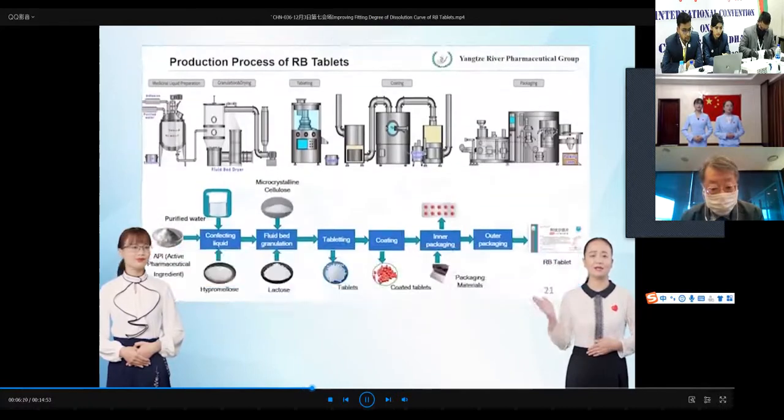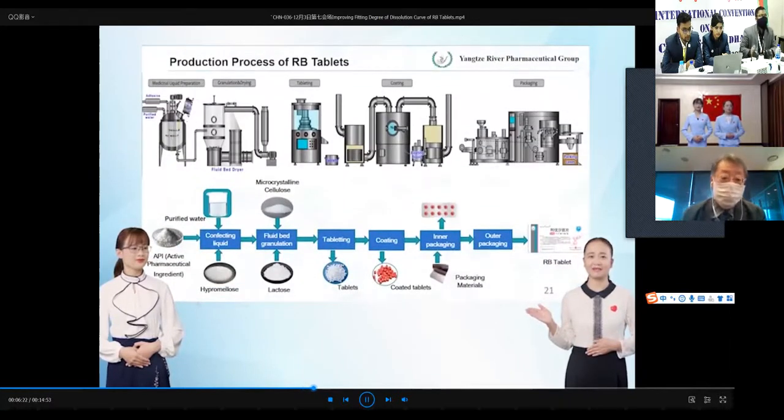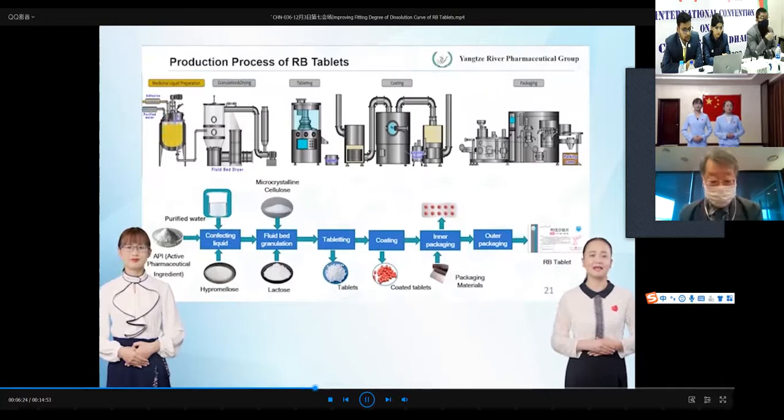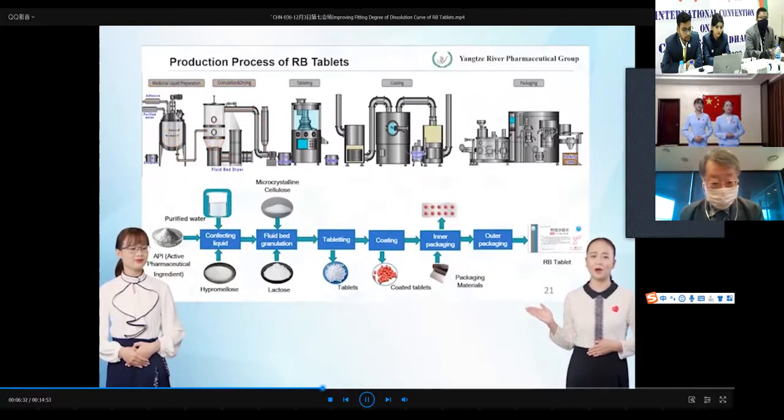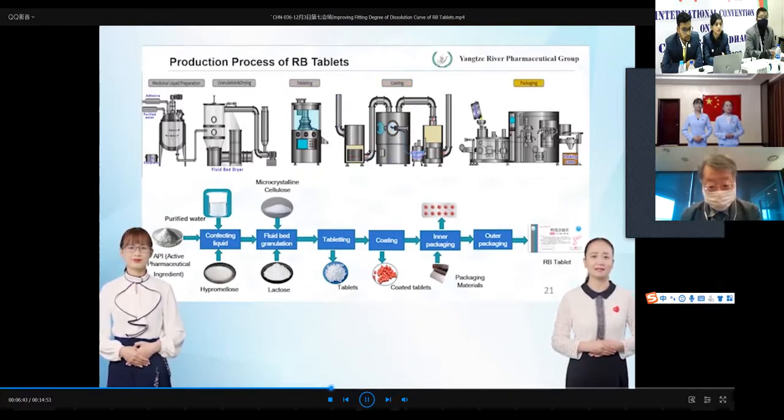First, let me introduce the production process of RB tablet. After mixing API and excipients like microcrystalline cellulose, granulation and drying are carried out by the equipment fluid bed dryer. Then the dry granules are made into tablets. In the following, the tablets are coated. Finally, the coated tablets are packaged to obtain RB tablet.